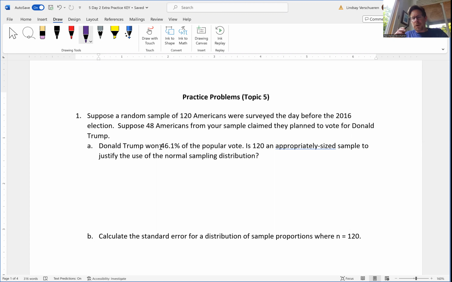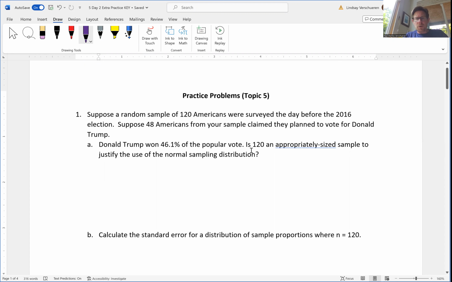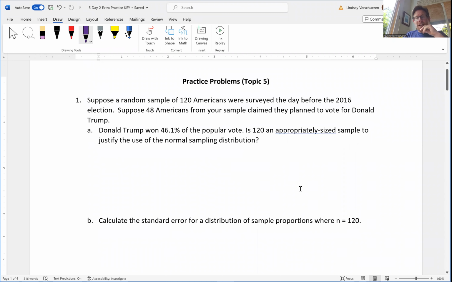So this is part 1, which will cover the proportion problem. So again, if you are in the Tuesday, Thursday class, you have not seen this problem. So I'll explain it from the start. It says, suppose a random sample of 120 Americans were surveyed the day before the 2016 election. Suppose 48 Americans from your sample claim that they plan to vote for Donald Trump.